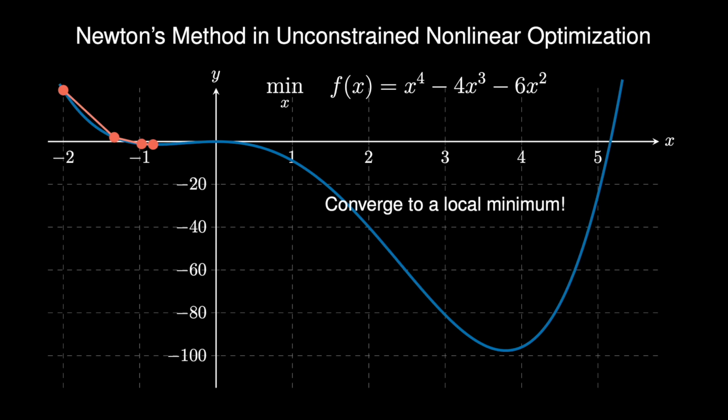This is a critical limitation of Newton's method on nonconvex optimization. The solution you find depends entirely on where you start. In practice, strategies like multiple random restarts or global search methods are used to address this challenge.